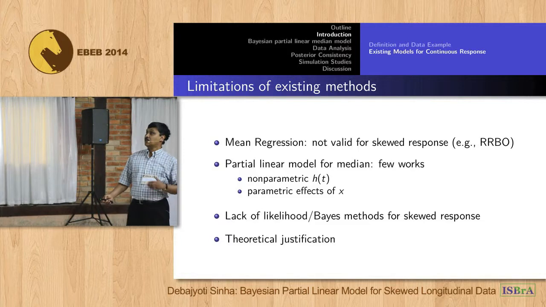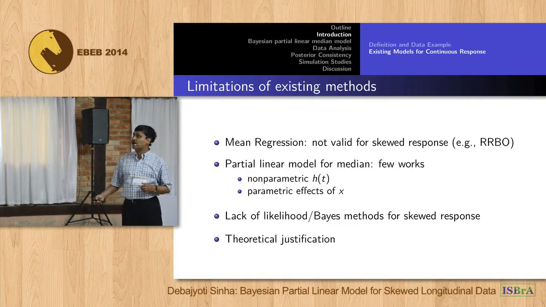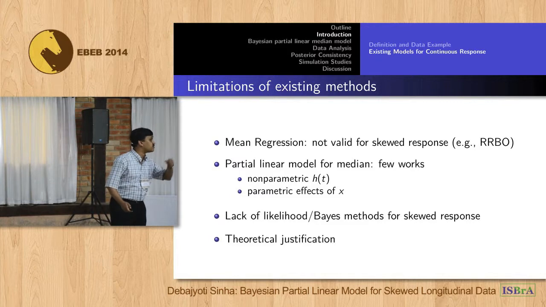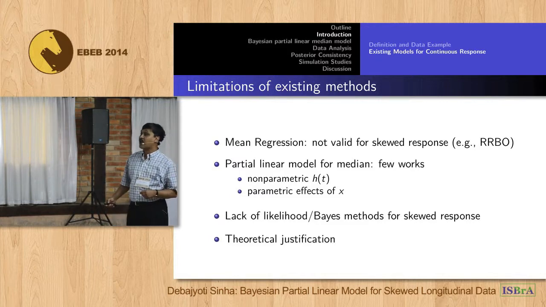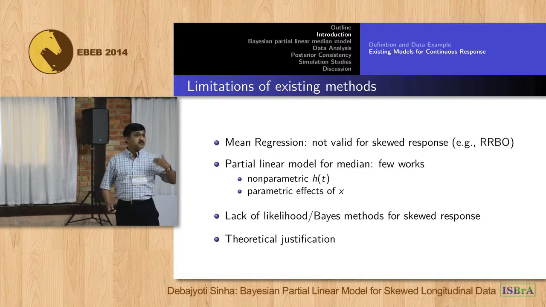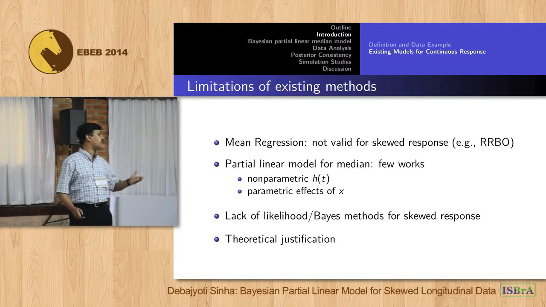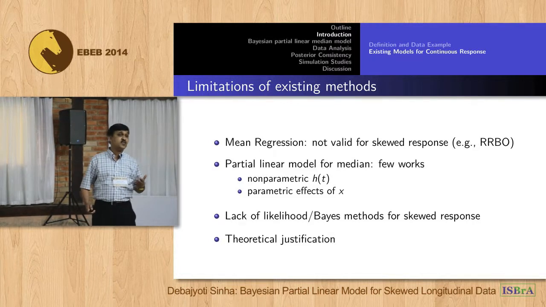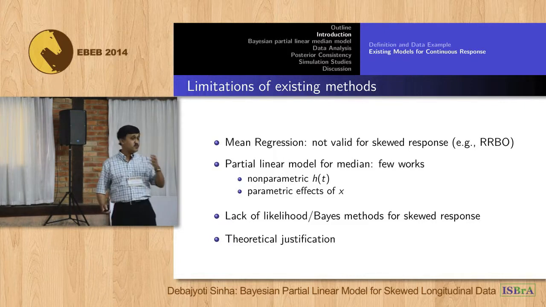So again, I'm just going over it very quickly. Mean regression is not really a good thing to do if you have a skewed response, like in our case, RRBO. For a partial linear model for the median, there are very few works. The major thing about a partial linear model is that you have a non-parametric function of time and a parametric overhead effect, so they are very appealing in terms of interpretation. There's a lack of likelihood-based methods for skewed response. We want to give not only a likelihood-based method, but a method with theoretical justification. I'll come to that later: what do we mean by theoretical justification, and why is it needed?